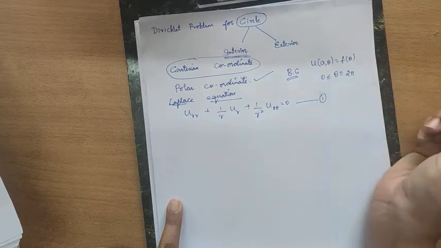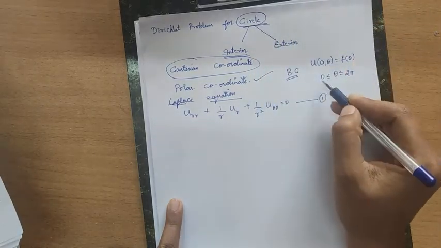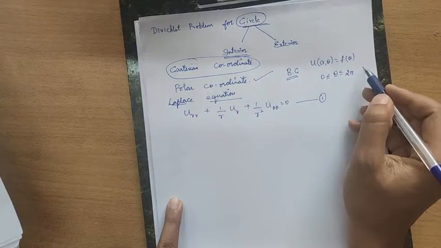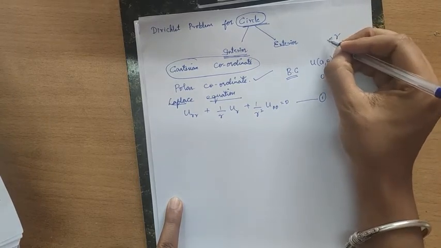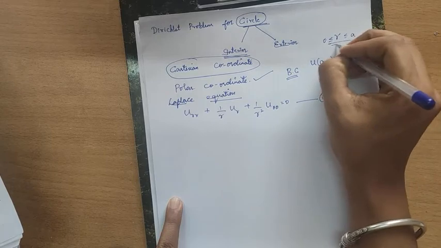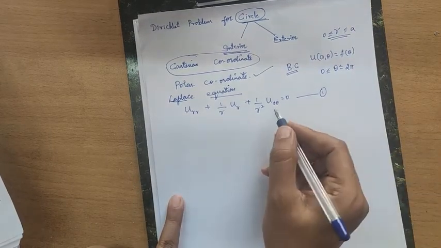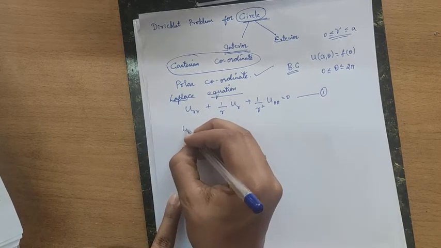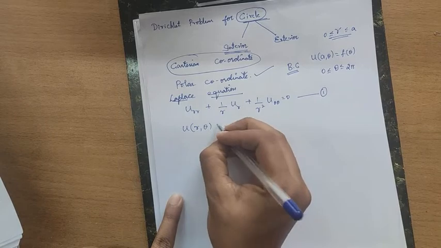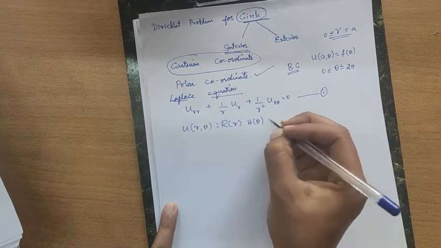Why it is from 0 to 2 pi? Because we are considering circle, correct? Circle varies from 0 to 2 pi, and your r, that is radius, varies from 0 to a. Okay. So now the solution of your equation 1 will be in the form of u of r comma theta is equal to R of r into H of theta.